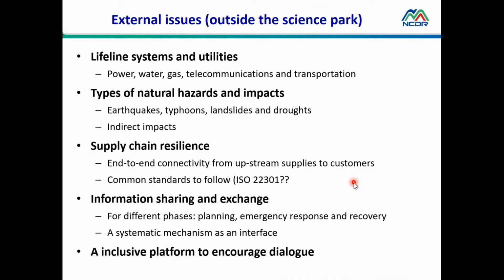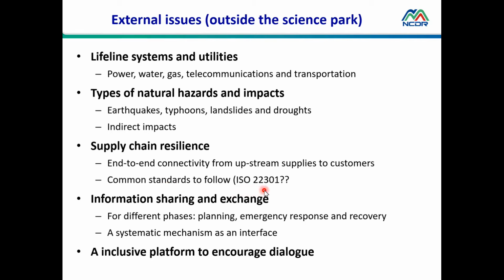So we set this target. Why? Because we must understand the industrial park, we call it science park in Taiwan. We must understand lifeline systems and utilities resilience like power, water, gas, telecommunication, even transportation, and understand the type of natural hazard that brings impact: earthquake, typhoon, landslide, or drought. And the most important thing, how to enhance the supply chain. Think about end-to-end connectivity from upstream supplier to customer, the whole supply chain.